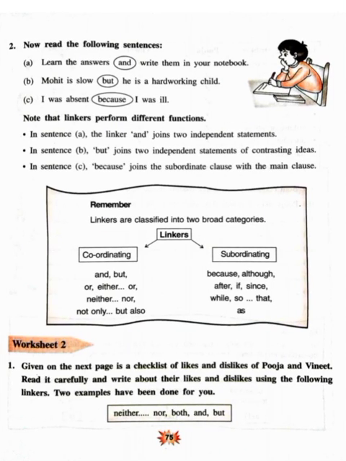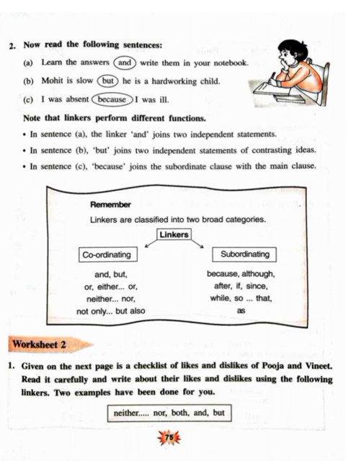Let us take some more examples. Learn the answer and write them in your notebook. In this sentence, our linker is and. Mohit is slow, but he is a hard-working child. So in this sentence, but is our linker. I was absent because I was ill. And this because is our linker.